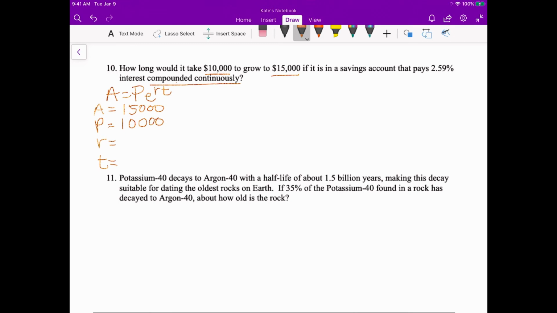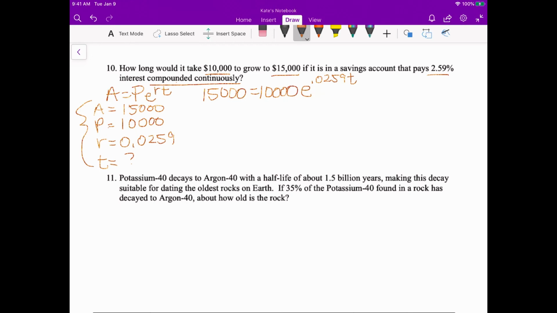R is your rate, so my rate is 2.59%, but it has to be a decimal, so that'd be 0.0259. And then T, it actually says how long, so T is what we're looking for. So then I plug these variables into the equation. So I end up with 15,000 equals 10,000 times e to the 0.0259t. To solve for t, t is an exponent, so I'm dealing with an exponential equation here.